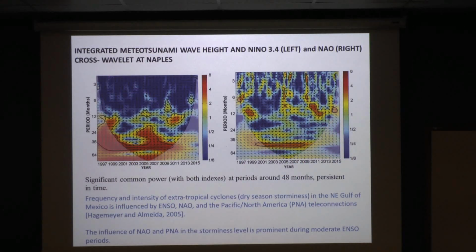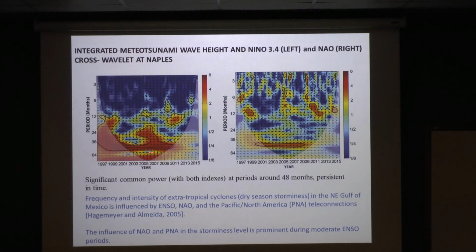To check if that hypothesis was true or not, we computed the cross wavelet between those indexes and the meteotsunami activity; here, for example, I'm showing Naples. We also computed the coherences, but I'm not showing them here. For me, the most important thing is what happens in the longest periods. We see in both cases, with the Niño index and with the NAO index, a persistent, significant power of both signals in these long periods between 3 and 4 years.